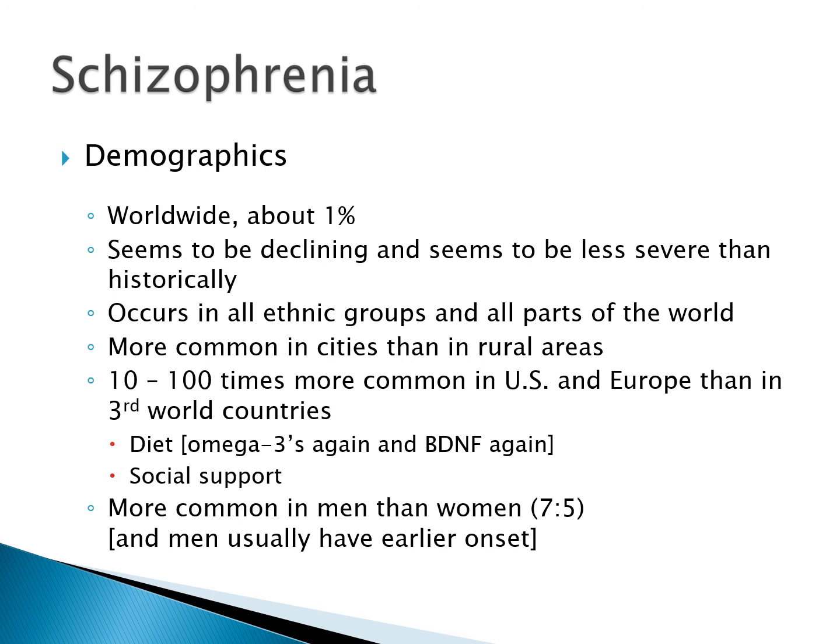Schizophrenia is more common in men than in women by a ratio of 7 to 5, and men usually have an earlier onset. So this is usually something that we see that comes along during adolescence, and especially for boys, they're having this earlier in their adolescence and maybe in their early 20s. For women, it's more likely to occur in their late 20s.